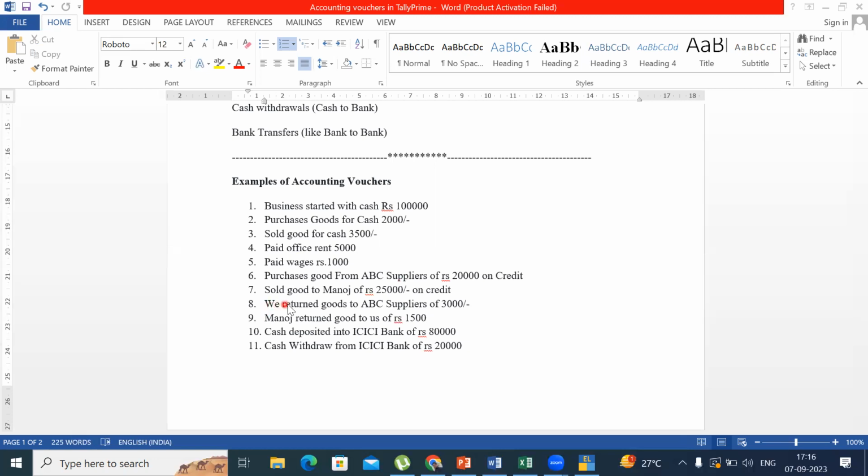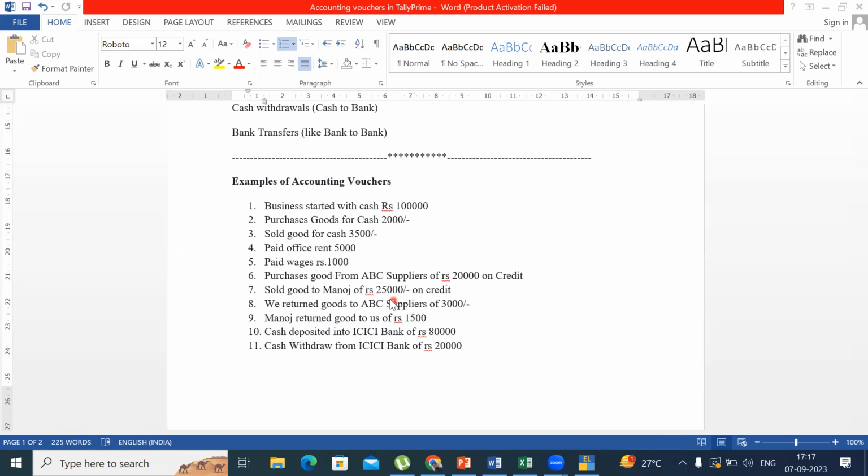And we returned goods to ABC suppliers. While we return goods to the suppliers, this is the debit note. And the ninth one: Manoj returned goods to us. See, this is the opposite entry. We sold something to Manoj for 25,000. Again, some other day, Manoj returned some of the product worth 15,000.